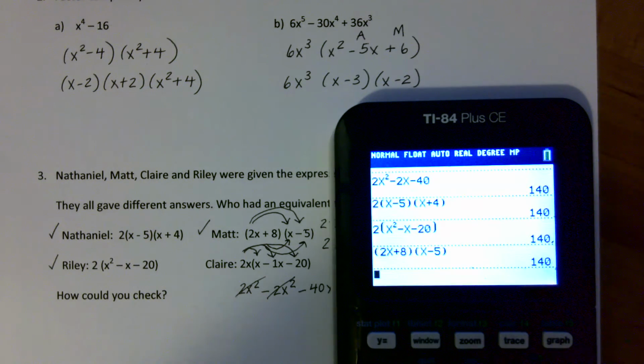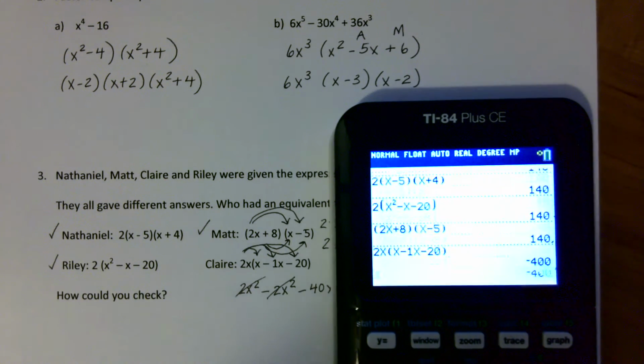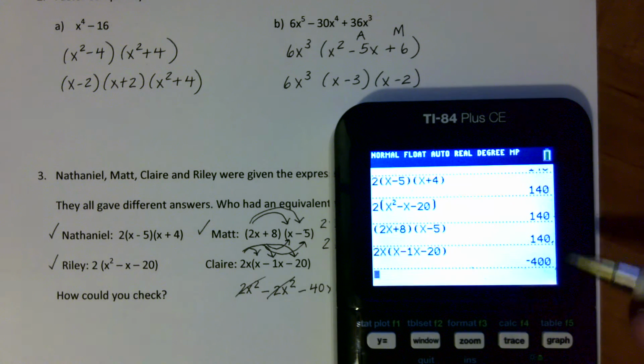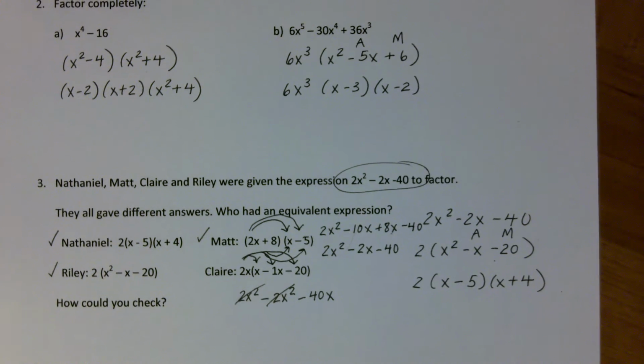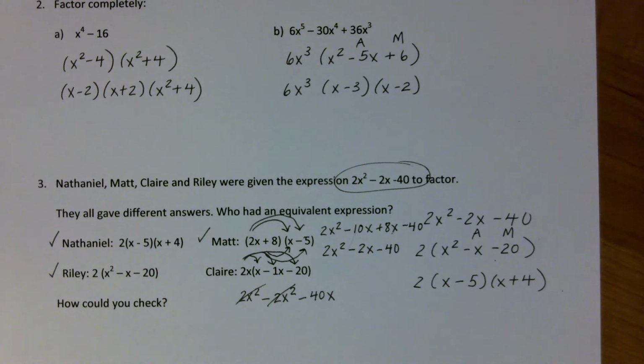And let's take a look at Claire's. 2x times x minus 1x minus 20. That did not give me the same value. So that's telling me immediately this is not equivalent. So just a couple of ways to check your answers with this.